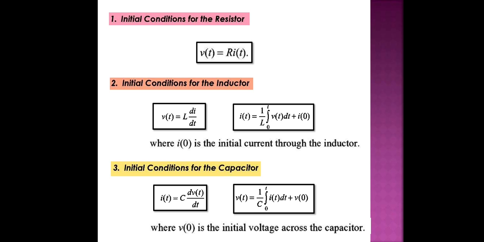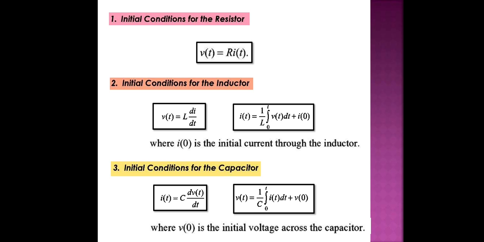Here I of 0 is the initial current through the inductor coil. Similarly for the capacitor, I of t is equal to C into dV of t by dt, and V of t is equal to 1 by C integral of I dt between 0 and t, plus V of 0. V of 0 is the initial voltage across the capacitor. These are the initial conditions. Try to understand these components, R, L and C. Everywhere in electrical and electronic circuits we basically use only these three components.